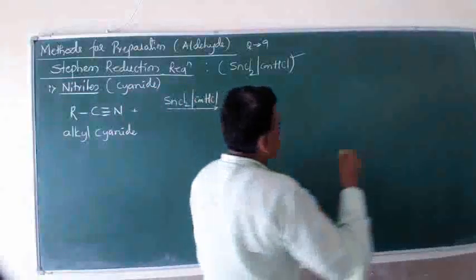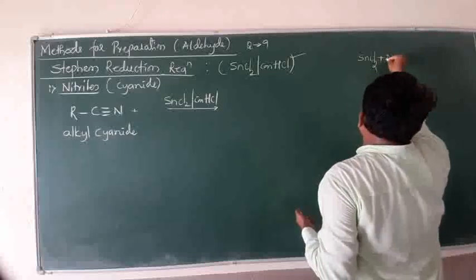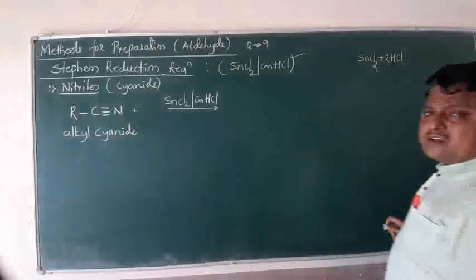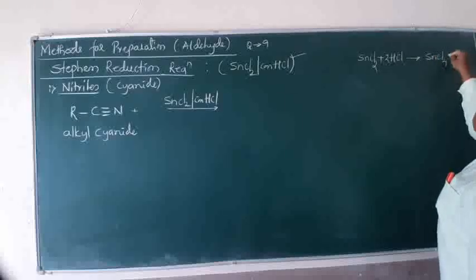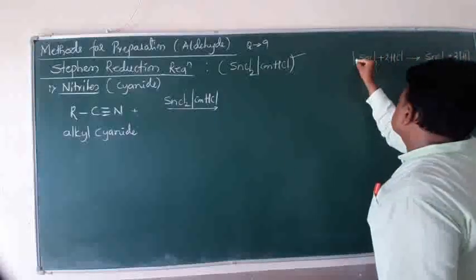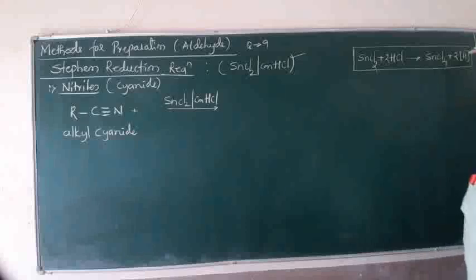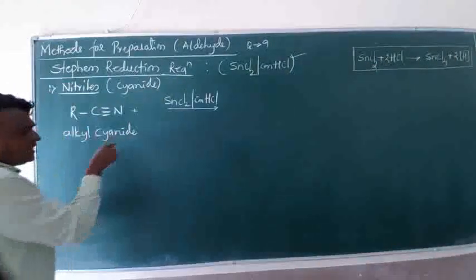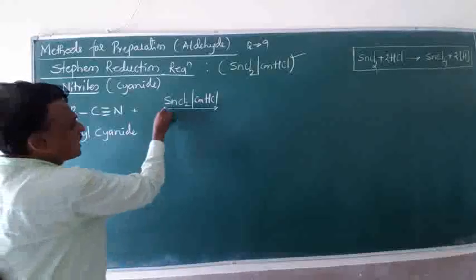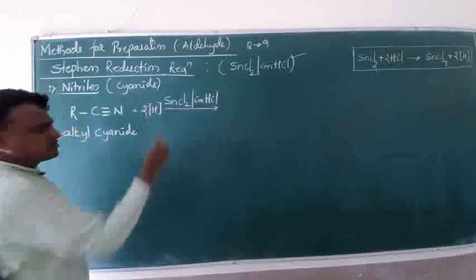For this reaction, keep in mind SnCl2 reacts with 2 moles of HCl to form the product SnCl4 and to generate 2 nascent hydrogen. This is the simple part of how to generate nascent hydrogen by using tin chloride. I repeat, when alkyl cyanide reacts with tin chloride, it generates 2 moles of nascent hydrogen.